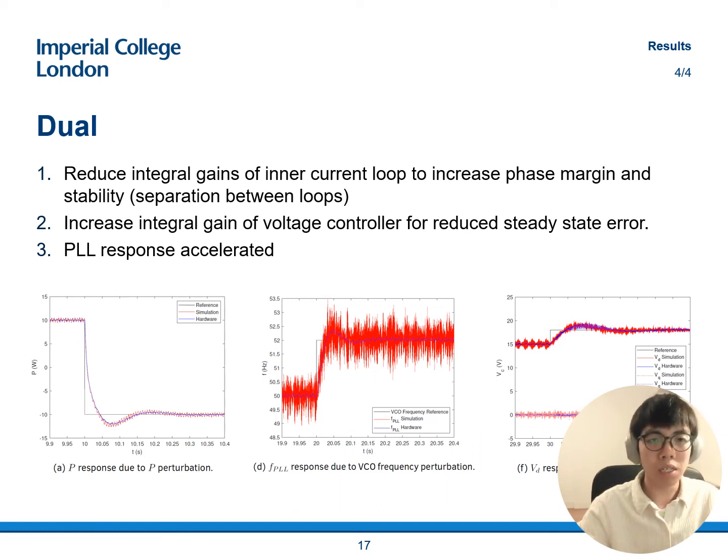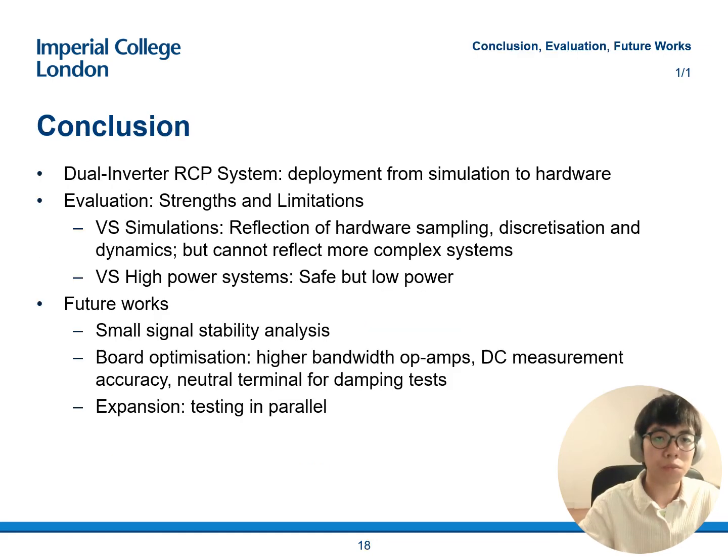Secondly, I've also increased the integral gain of the voltage controller and also accelerated the PLL response. So both of these changes essentially help reduce the steady state error of the controllers. So in conclusion, for this project, I have successfully demonstrated a dual inverter rapid control prototyping system, which gives a smooth transition from simulation to hardware.